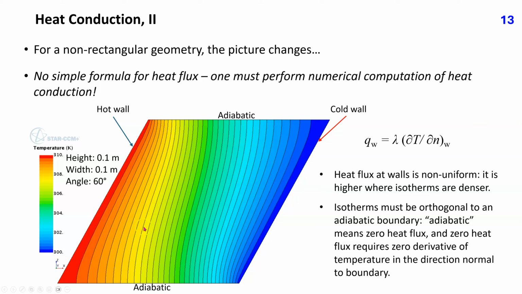Isotherms must be orthogonal to an adiabatic boundary. Adiabatic means zero heat flux, and zero heat flux requires zero derivative of temperature in the direction normal to the boundary. One should always check that the numerical solution satisfies this condition, which is here obviously the case.